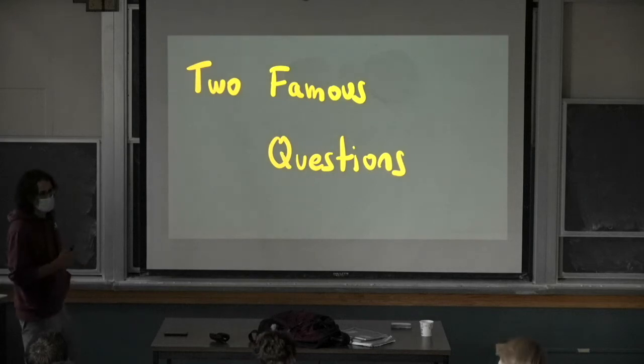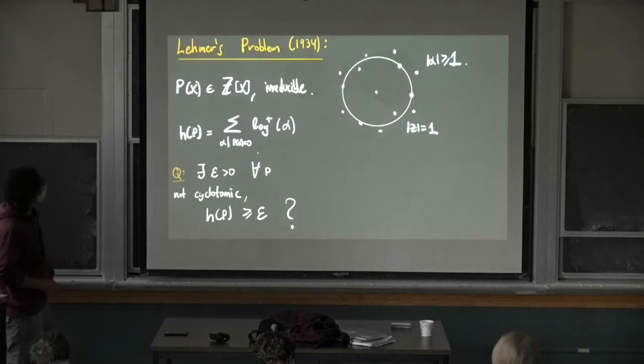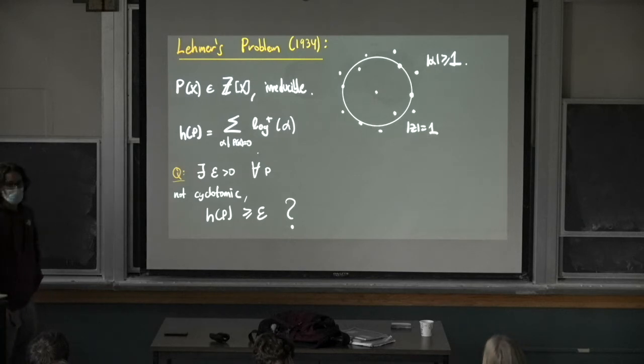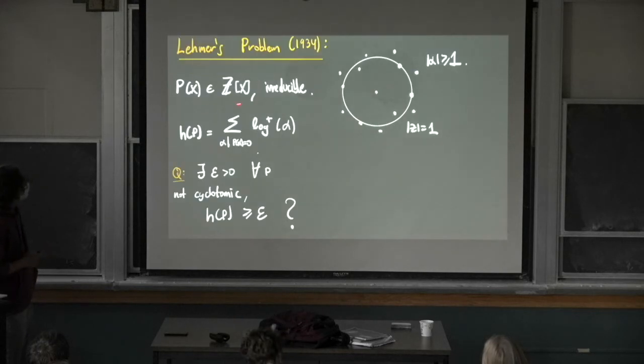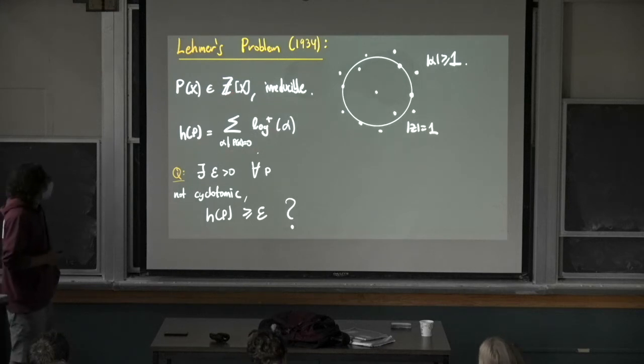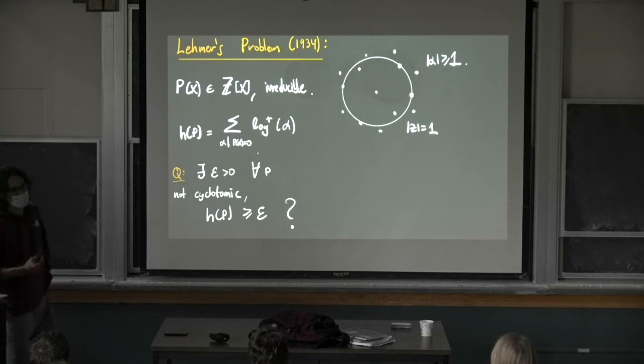I'm going to start with two famous questions in number theory. This is Lehmer's problem. It's a question about polynomials. You take an irreducible polynomial, and then you look at all the roots of the polynomial. This is 0, and this is the unit circle. Then you look at the roots that are outside the unit circle, take the absolute value and multiply them. Okay, and that's going to be a number that is greater or equal than 1, of course.